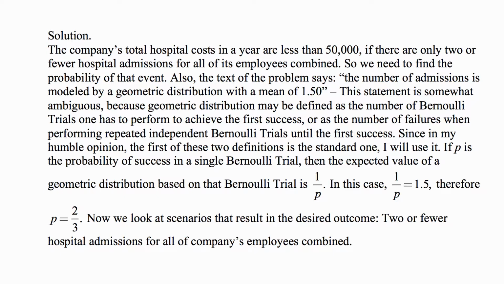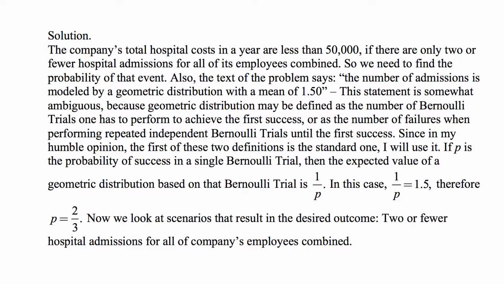If P is the probability of success in a single Bernoulli trial, then the expected value of a geometric distribution based on that Bernoulli trial is 1 over P. For example, if the probability of success P is 1/3, then on average you'll have to try 1 over P, so 3 times, to succeed. In this case, 1 over P is 1.5, therefore P is 2/3.